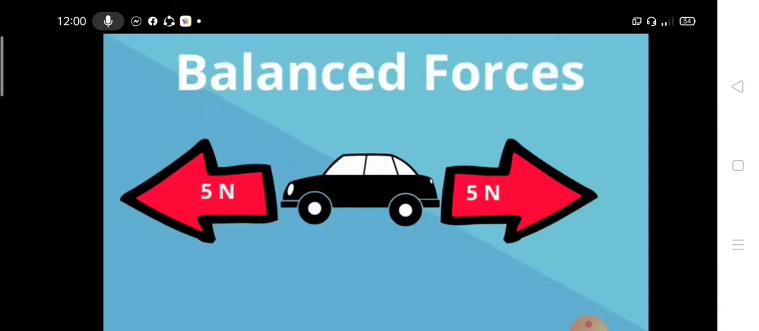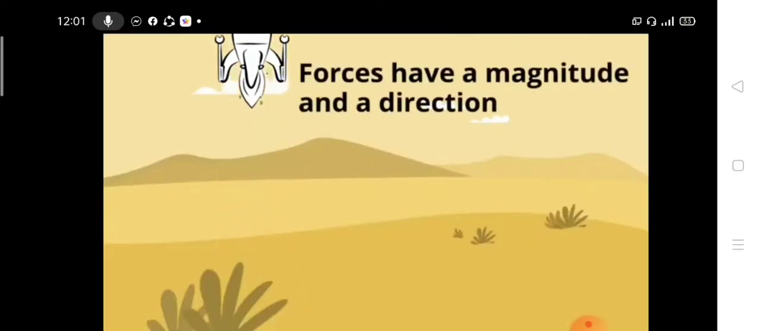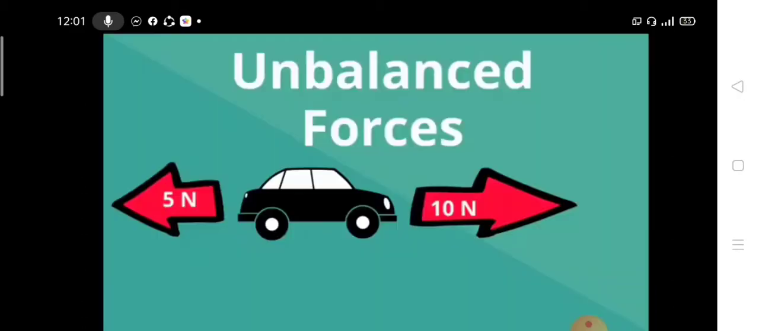Balanced forces acting on an object in opposite directions and in equal strength, as shown in the arrows below, do not cause a change in the speed of a moving object. Objects that are not moving will not start moving if acted on by balanced forces. Remember, forces have a magnitude and a direction. Unbalanced forces are not equal, and they cause the motion of an object to change.